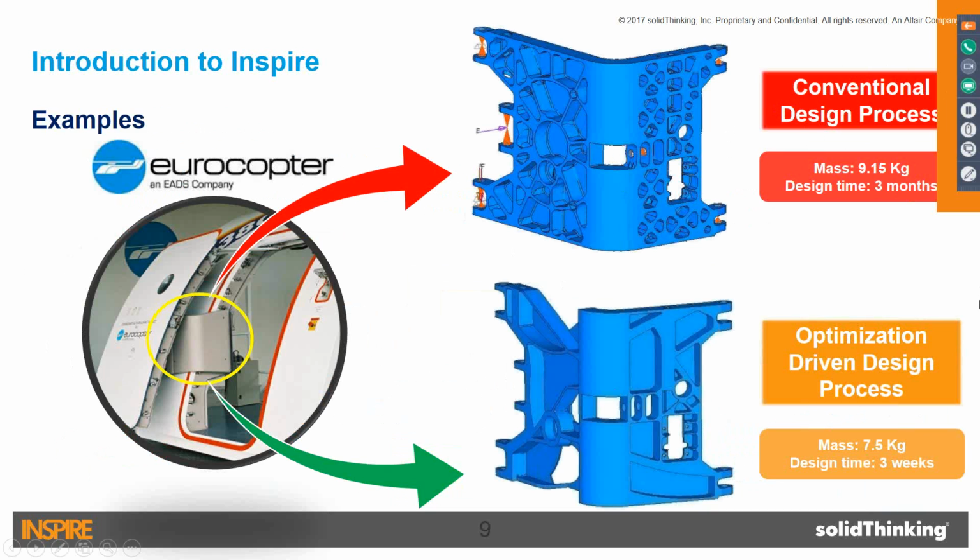It took 3 months. Using Inspire, an optimization-driven design process, as opposed to a conventional design process, not only were we able to reduce the weight, bring it from 9.15 kg down to 7.5, but as you can see here, the design time moved from 3 months to 3 weeks. That's what Inspire can do for you. When you're designing things intelligently, you can get better designs that are as strong, if not stronger, more often than not lighter, and can happen in a much, much quicker time frame.